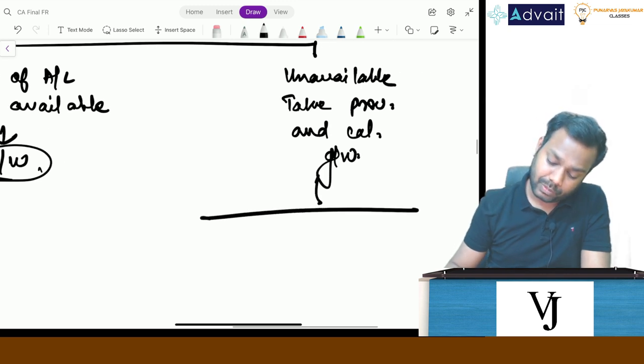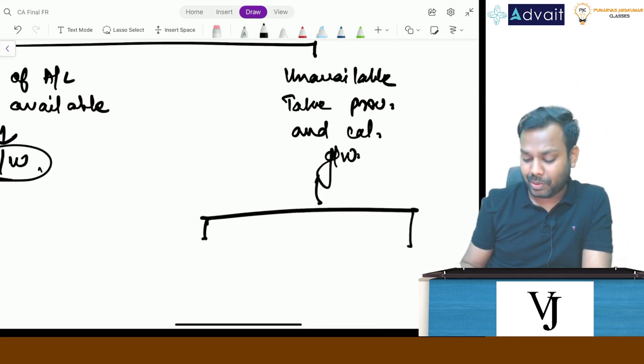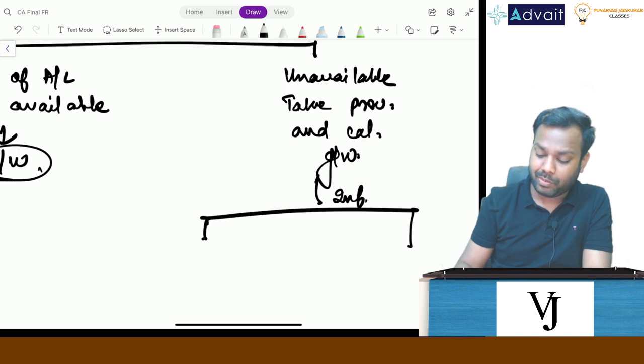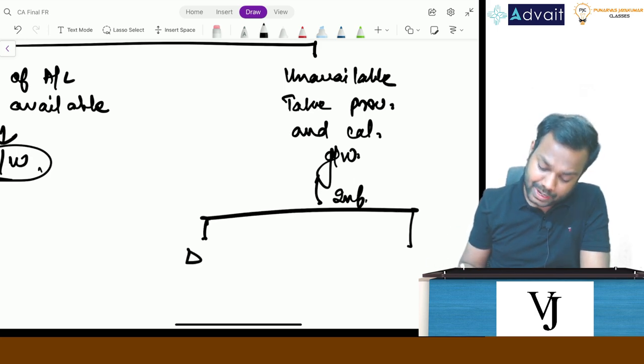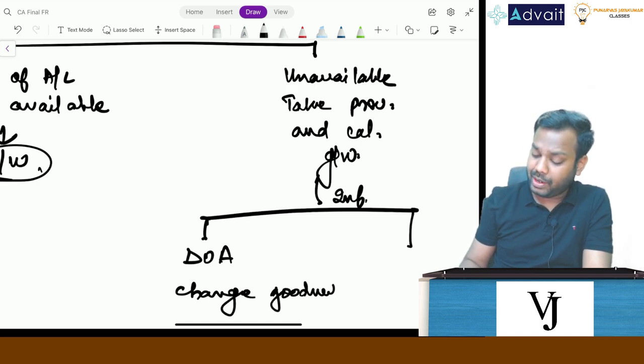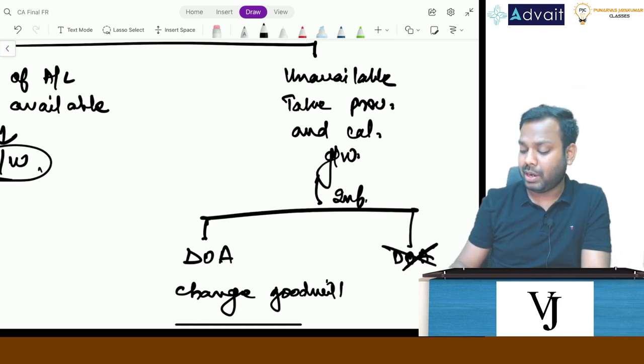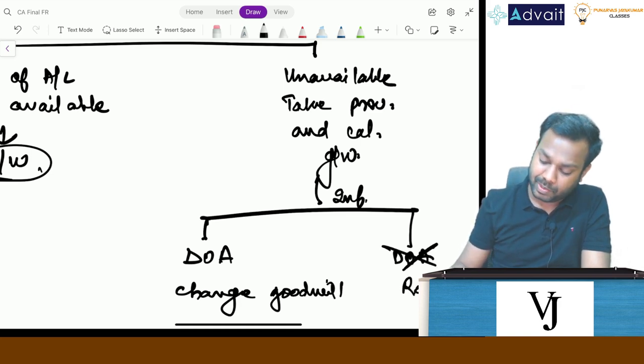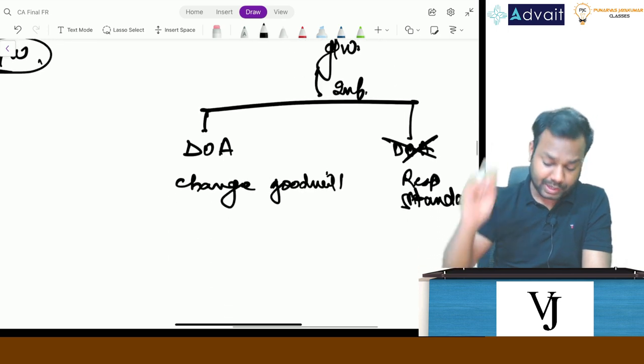Now, subsequently, if any information is made available which existed on date of acquisition, then accordingly change goodwill. But if it didn't exist on date of acquisition, then account as per respective standards.